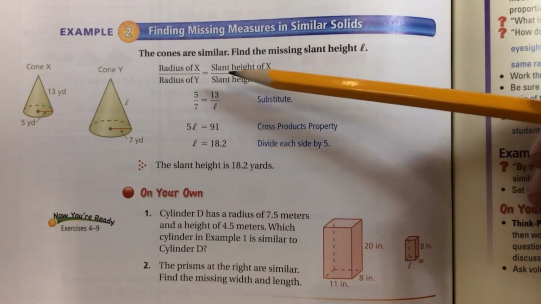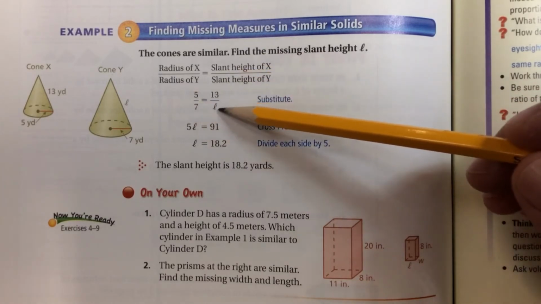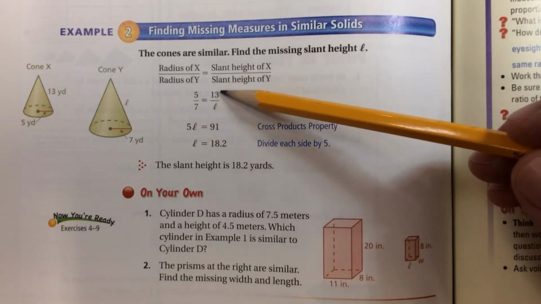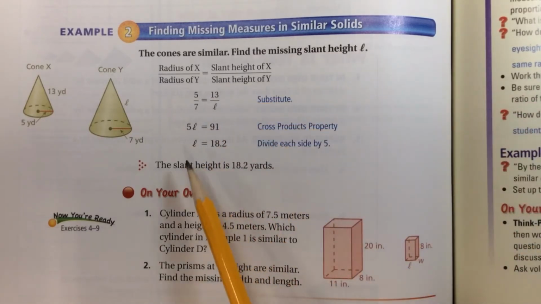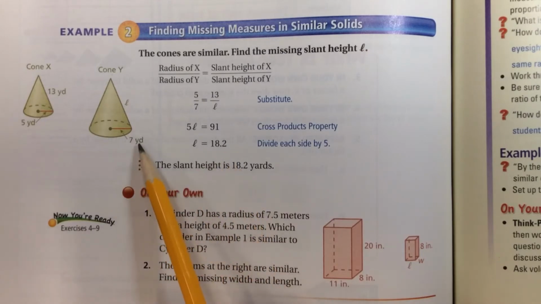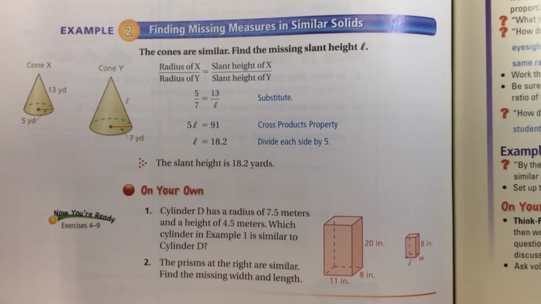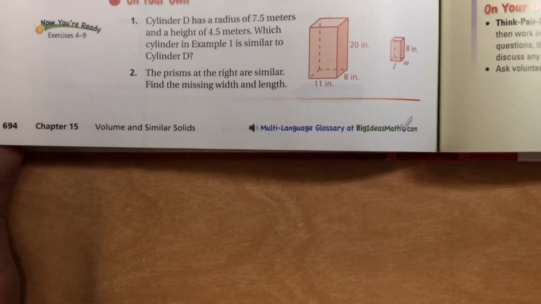We can do cross products here. 5 times L is 5L. 7 times 13 is 91. Divide both sides by 5, and we get L is 18.2 yards. 18.2 yards. Okay, so we can do the on-your-own problems down here.